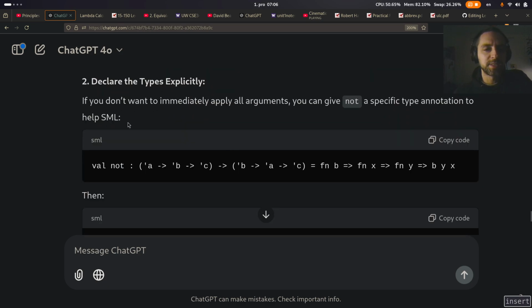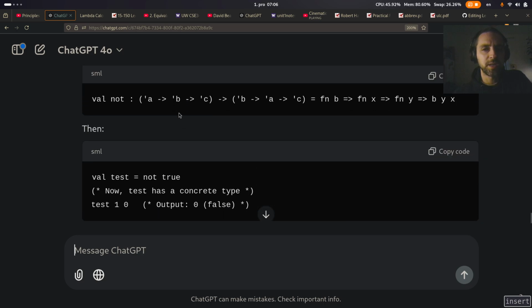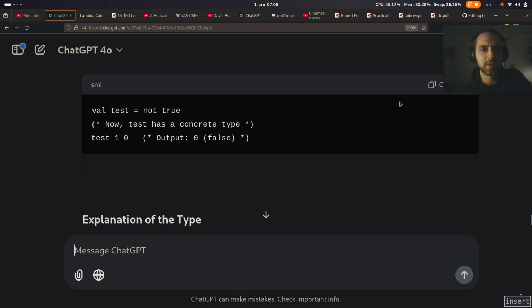Declare the types explicitly. If you don't want to immediately apply all arguments, you can give not a specific type annotation to help SML. Val not is a function from a, b to c: a, b, a, and then it flips it, b, a, c, fn b, fn x. Okay. Test 1, 0, output false.